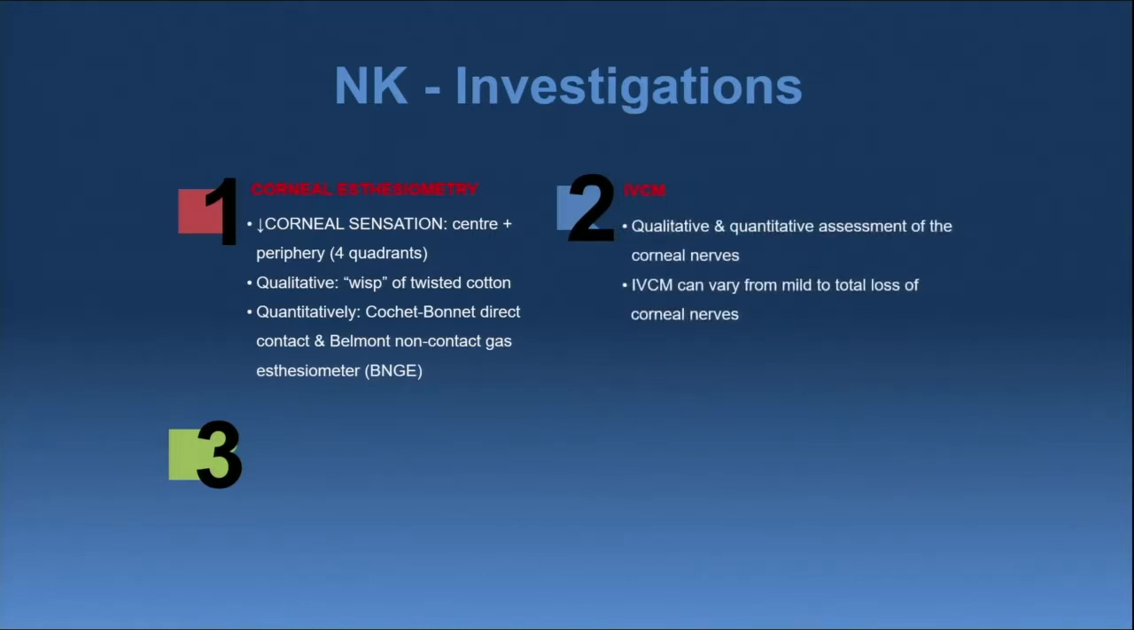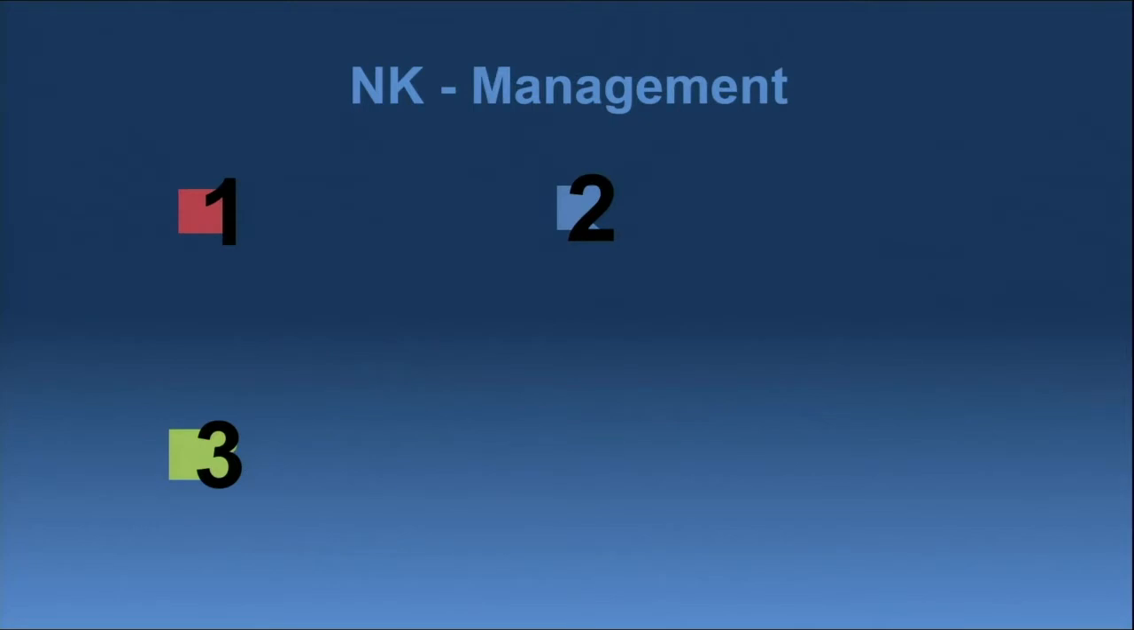In terms of in vivo confocal microscopy, you can have some qualitative assessment, but also some quantitative assessment, mainly to look at the nerves, and it can give you some idea of the stage of nerve damage. Finally, you may need a neurological or systemic assessment to get the full picture of what exactly the patient has that led to this neurotrophic keratopathy.